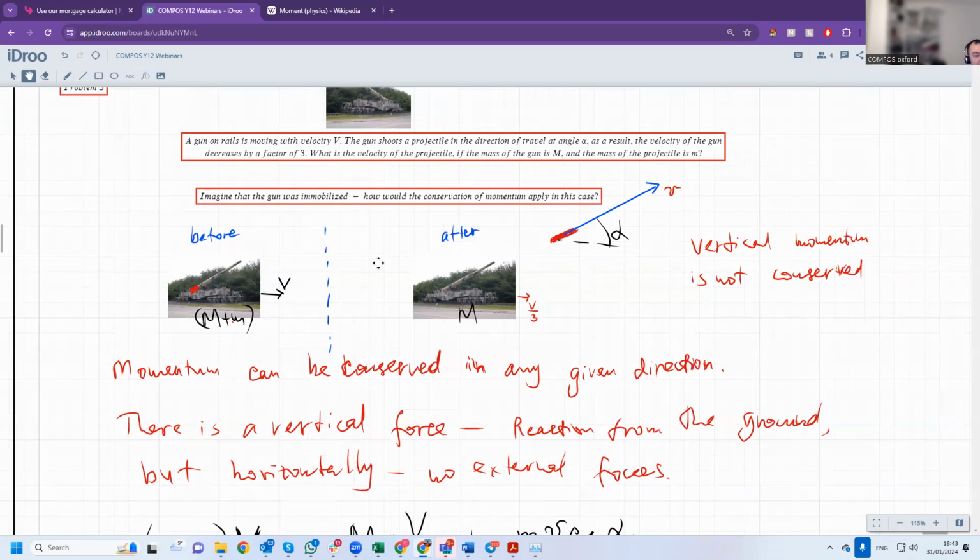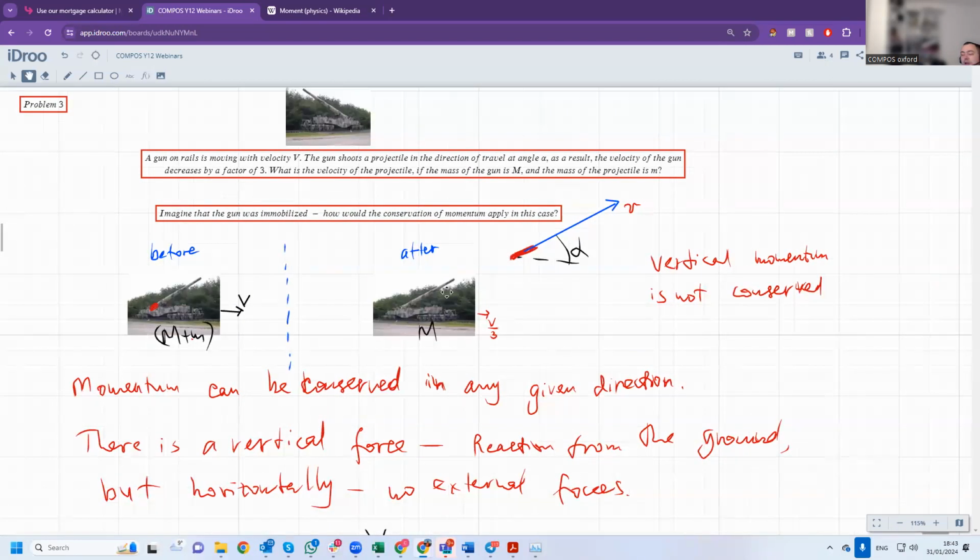Imagine the gun was immobilized, stuck in the ground. How does the conservation of momentum apply? You have zero momentum at the start, but then the bullet has momentum and the gun doesn't. So momentum is not conserved. Of course, it's not conserved because there's an external force, which is the friction from the ground. But it's quite uncertain. What's going on? Why?